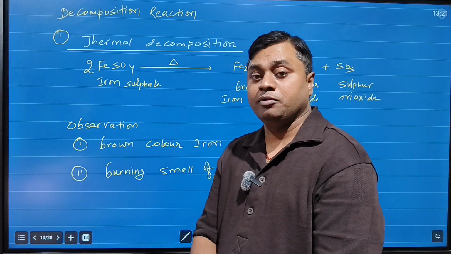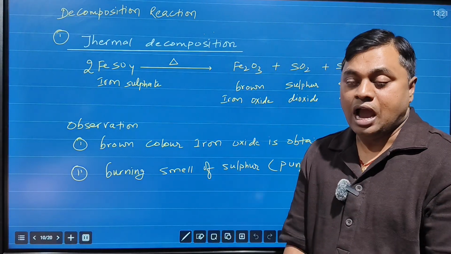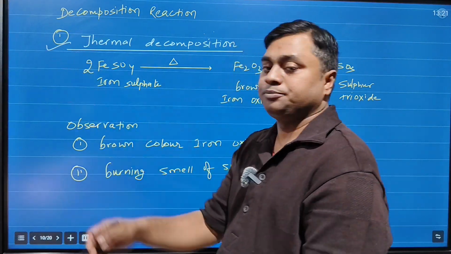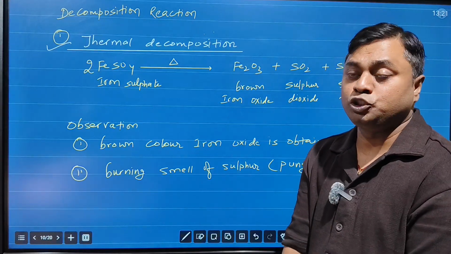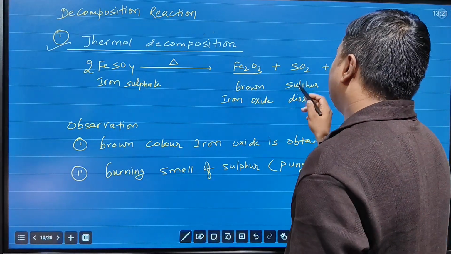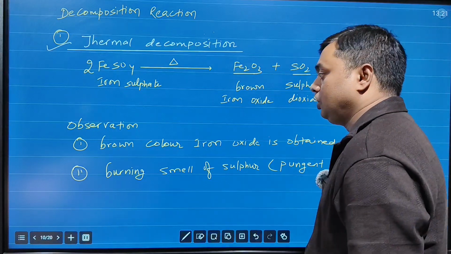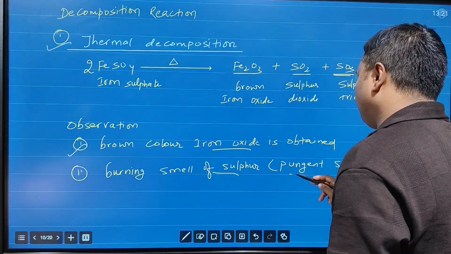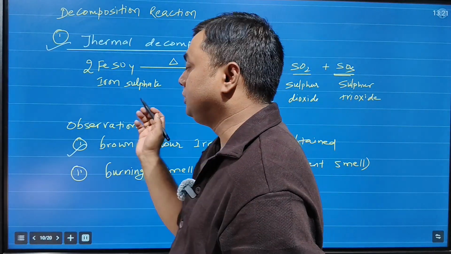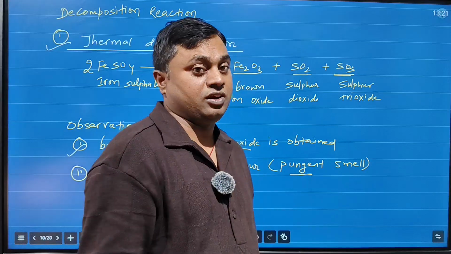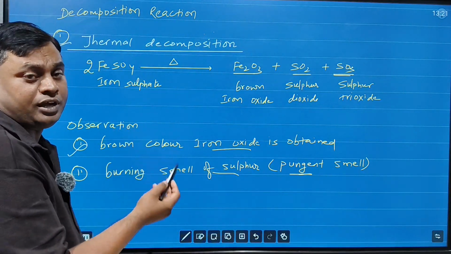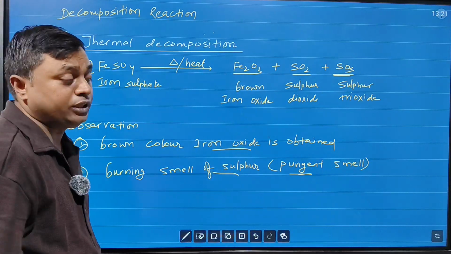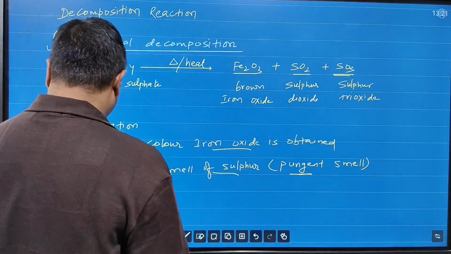Any two observations whenever iron sulfate is decomposed. Iron sulfate is a white powder actually. Once you heat it, it undergoes thermal decomposition. It will give you Fe2O3 plus SO2 plus SO3. So brown color iron oxide is obtained, along with a burning smell of sulfur, that is a pungent smell. So these are the observations on heating iron sulfate. Equations are very important: 2FeSO4, this is the symbol of heat, upon heating gives you Fe2O3 plus SO2 plus SO3.